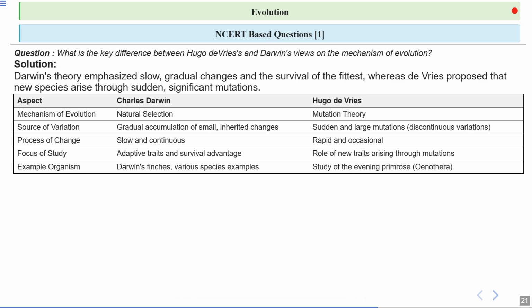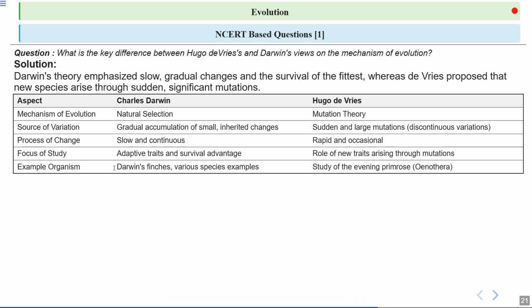So this is the table showing the differences between the theories given by Charles Darwin and Hugo de Vries. According to Charles Darwin, the mechanism of evolution is natural selection. According to Hugo de Vries, the mechanism of evolution is mutation. Now, the source of variation in Charles Darwin's theory was gradual accumulation of small inherited changes. Hugo de Vries said there are sudden and large mutations and variations are discontinuous. Clear? Discontinuous variations. Now it means new traits can arise suddenly.